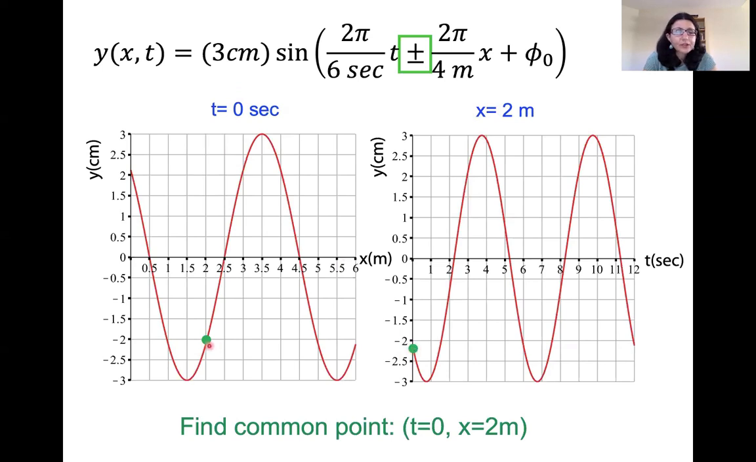Now we have to go to this plot and find that oscillator. That's at 2 meters. So it's right here. So you can see, of course, these 2 plots have to be consistent. So that oscillator at 2 meters and 0 seconds has to have the same displacement, and that's true. As we see, it's about minus 2 meters. So, okay, how does this help us figure out the direction?